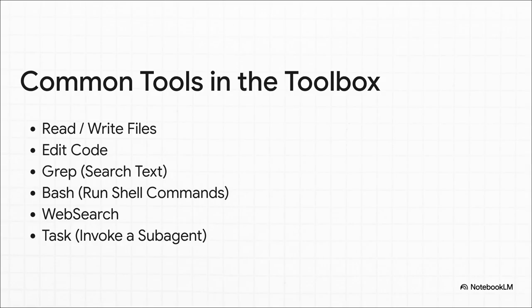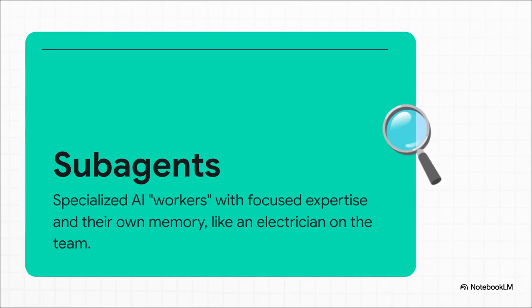So if tools are the equipment, then subagents are the specialist workers. Instead of having one AI that's a jack of all trades and master of none, you create a whole team of experts. You could have a code reviewer subagent that does nothing but focus on quality, or a test writer that just cranks out unit tests. Each one has its own unique instructions, its own memory, just like a plumber or an electrician on a real job site.